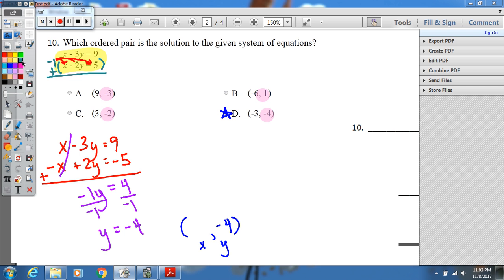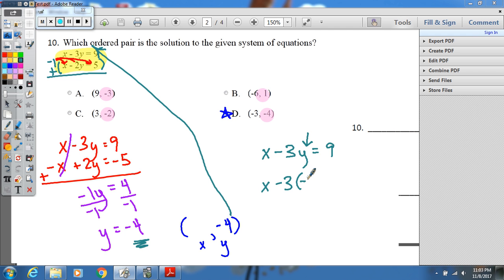Now, if you wanted to keep going, you can plug that -4 into one of these top equations. So instead of putting x minus 3y equals 9, guys, if y was -4, I'm going to come into where the y is, and I'm going to plug in a -4. Then I'm going to solve. Well, -3 times -4, that's going to get me a positive 12. Then to get the x alone, I'm going to come in and minus 12 from each side. That gets me x is -3. If you look back at letter D, which we knew was the answer, the x is 3.